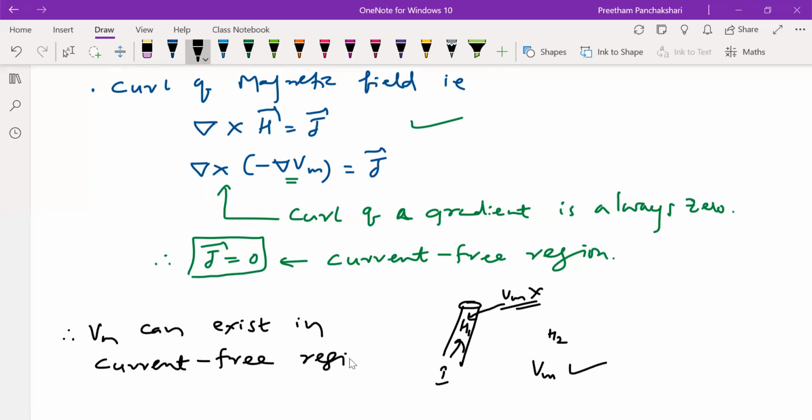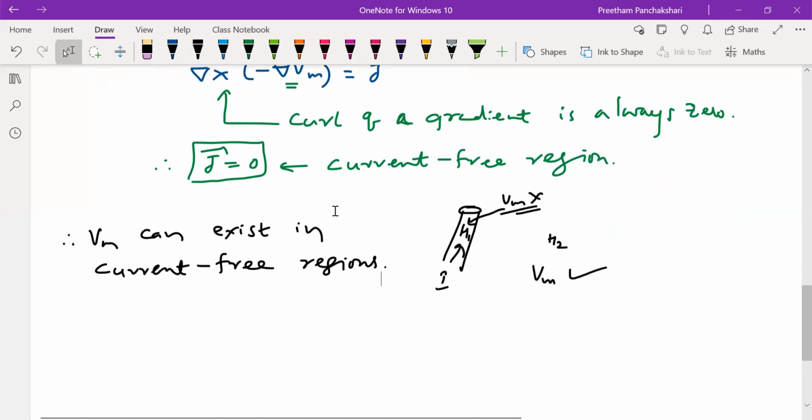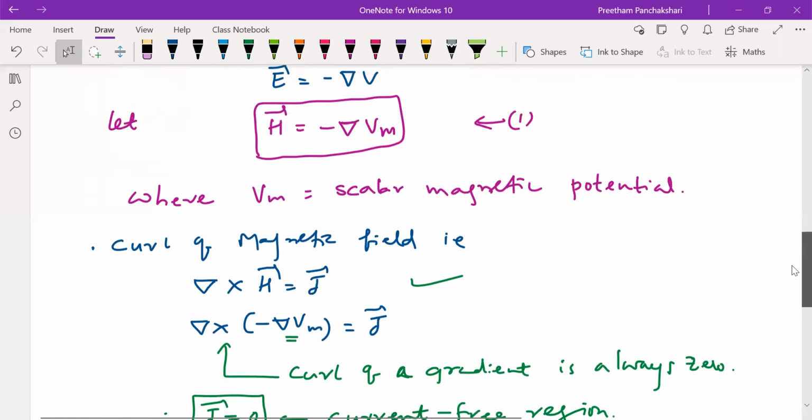We know that in electromagnetics, electromagnetic waves are considered in free space. They travel large distances in free space where there is no current. That's why Vm is largely defined in electromagnetics. Also in permanent magnets, Vm can be used because no current flow takes place in permanent magnets. So that's why Vm is a very useful quantity. This information is obtained from the curl of the magnetic field.